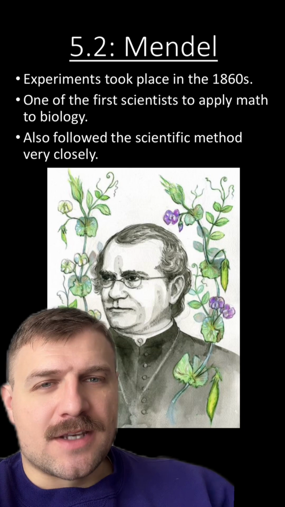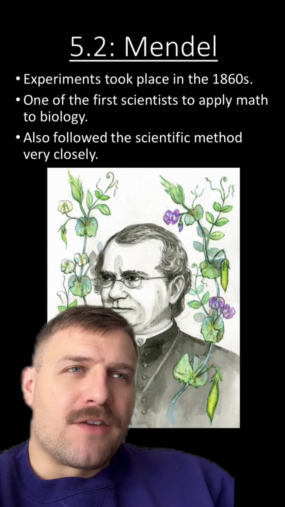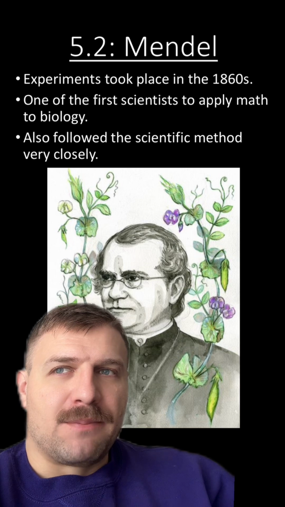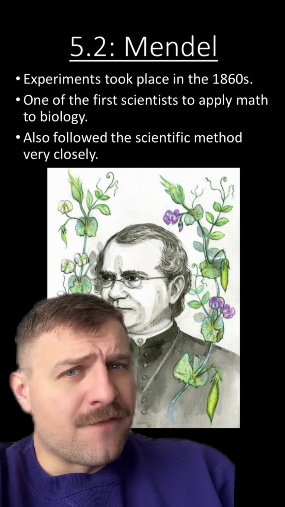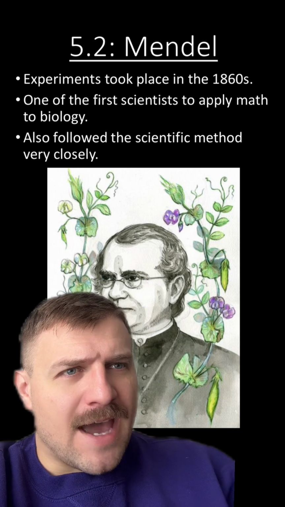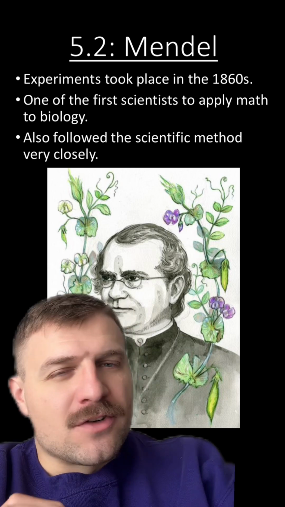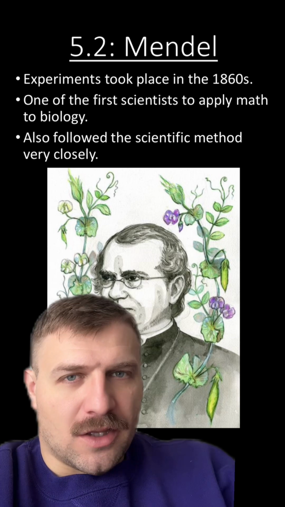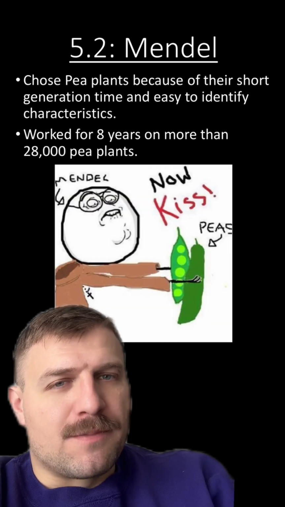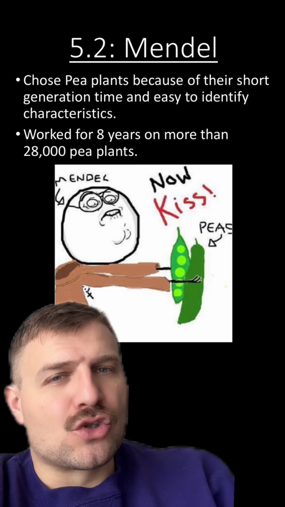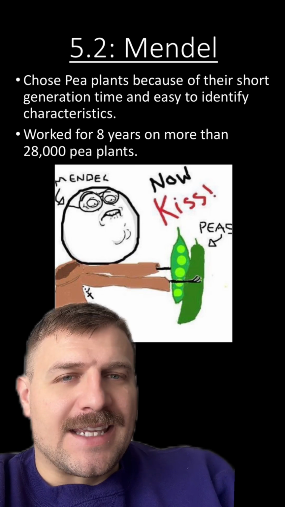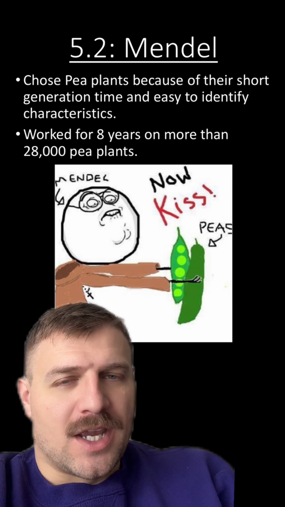So what Mendel set out to do was to try to figure out why certain traits were being passed from parent to offspring. He was one of the first scientists to really apply math to biology. He also followed the scientific method very closely. Mendel chose to work with pea plants because of their short generation time and easily identifiable characteristics.